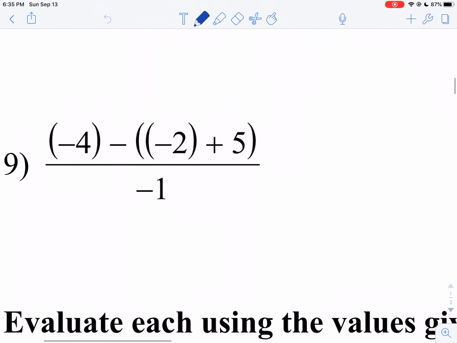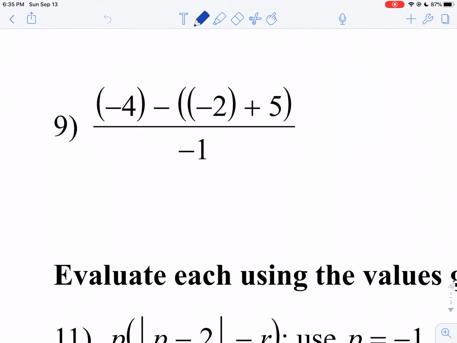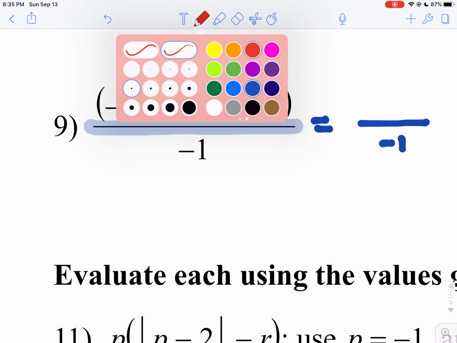When you have a long division bar, that's just like a grouping symbol. What that tells you is to treat this as two problems. Do the top and find a number for the top, do the bottom part and find a number for the bottom part. For the bottom part, it's easy, we already have the answer down. It's just -1. So we're going to work with the top.